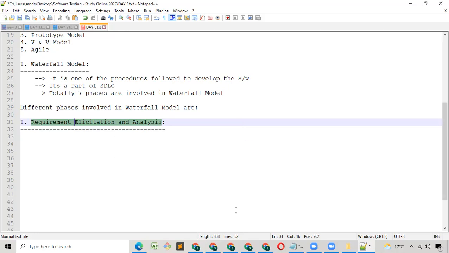I'll be writing one small diagram for that so that you'll easily understand in a better manner. Please tell me, guys, who is responsible to give the requirement? I think by this time, you people are clearly aware of that. Who has to give the requirement? Very good. Don't you think client or customer is responsible to provide the requirement?